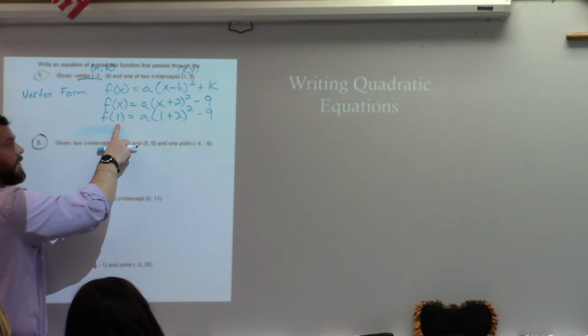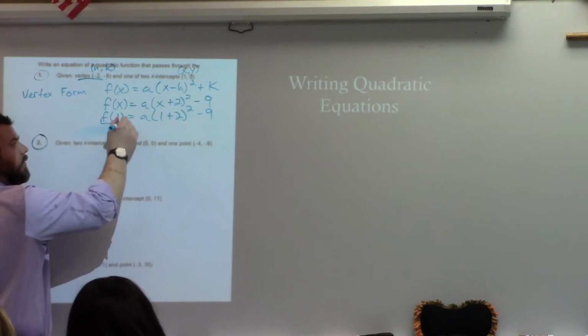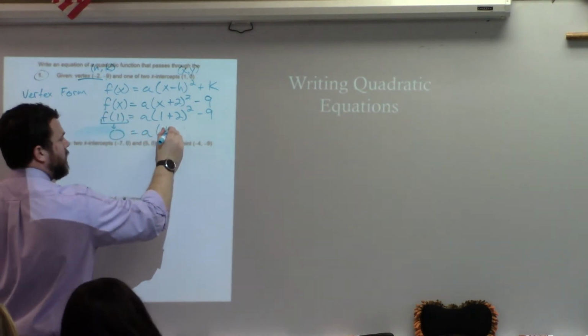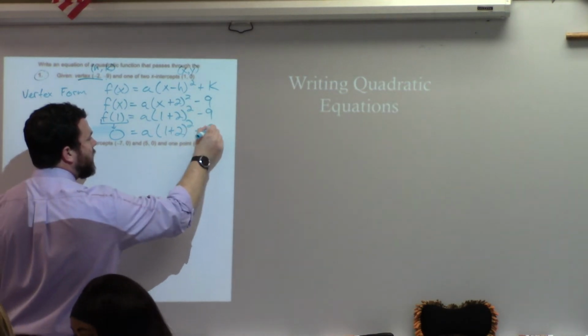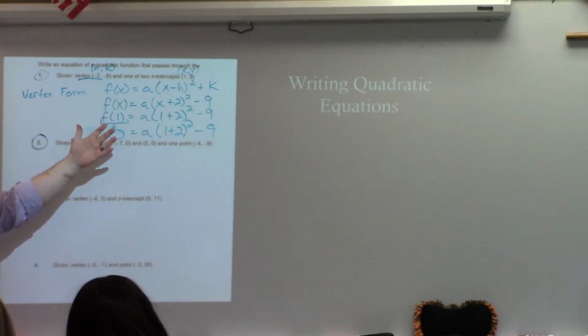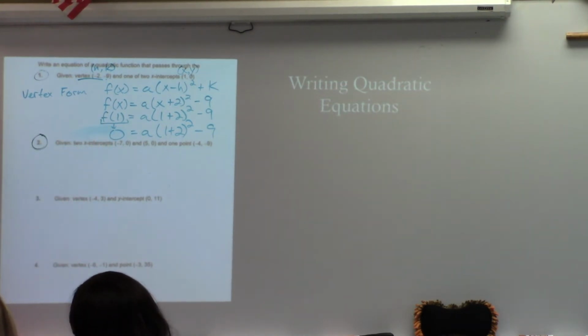You don't have to do this step, though. Because if you substitute in a 1, what do you get out? 0. So you could have gone straight to this equation if you want. If you need that reminder of an input of 1 gives you an output of 0, show that step. That's fine. All right?